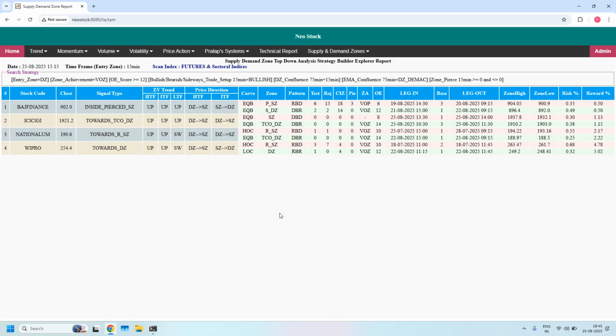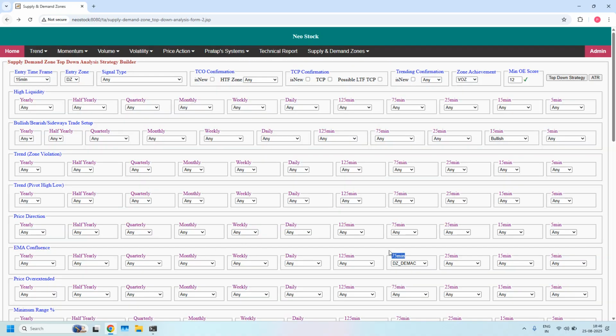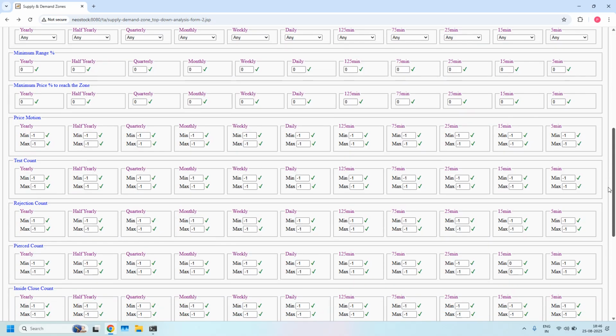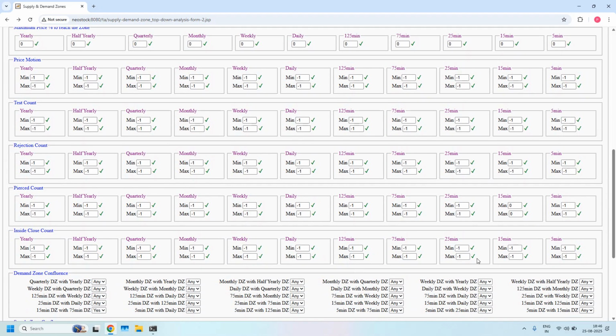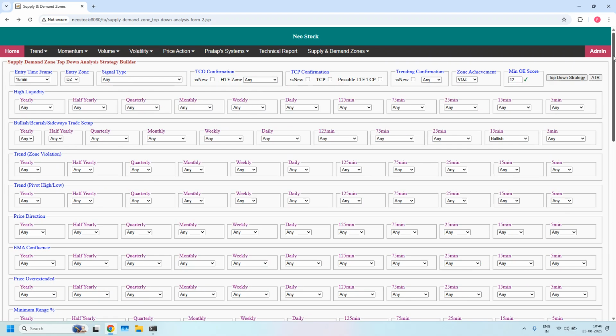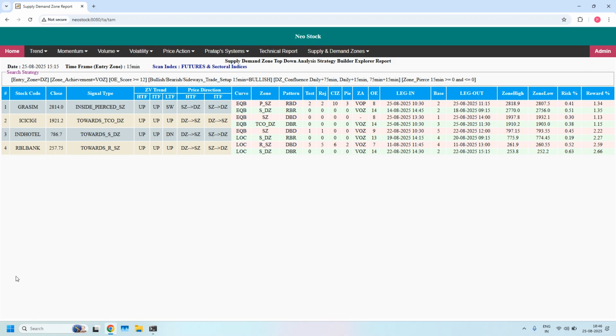Okay, next filter is LTF, ITF and HTF demand zone confluence, and then HTF EMA confluence. So I am removing this ITF EMA filter. First we will look into demand zone confluence by setting 3 filters. First one is already enabled, 15 minutes and 75 minutes. Then 15 minutes and daily, and 75 minutes and daily demand zone confluence. By setting all the 3 filters, we got 4 stocks.